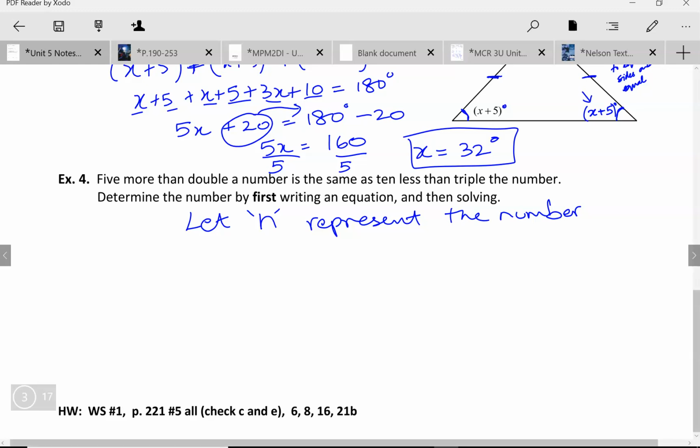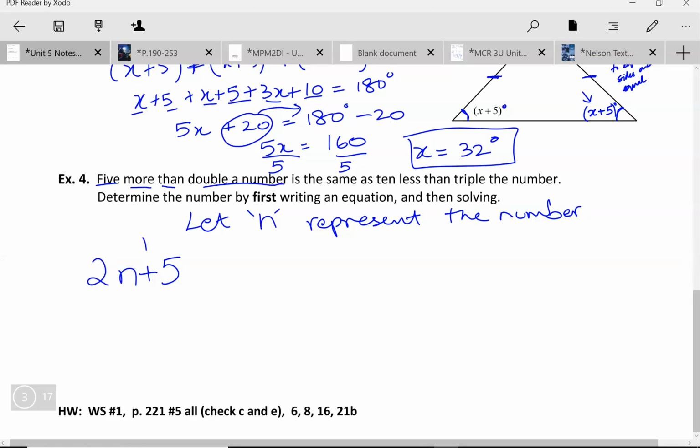So let's read this word by word. 5 more than, so that's 5 plus, so something plus 5. Double the number. So n was the number, so I'm going to do 2n. You can write 5 plus 2n, it's the same thing.